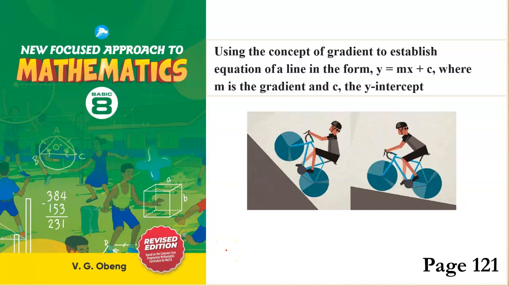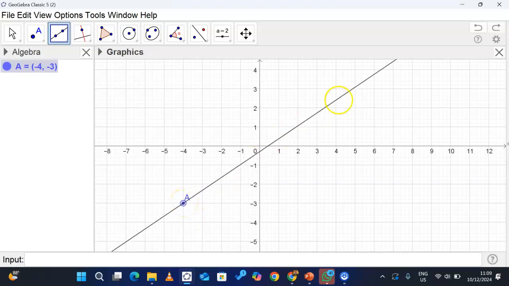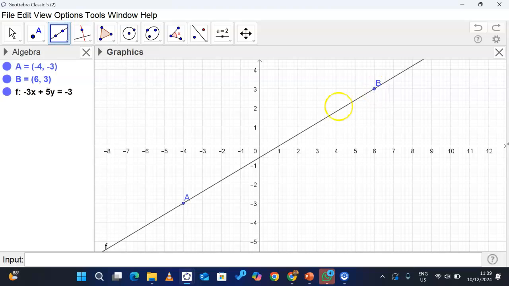Let's use GeoGebra to demonstrate the concept of the equation of a line. What I want to do right now is draw any straight line at all, taking the point maybe from here and drawing a straight line. Realize that after drawing the line, GeoGebra has recognized the point A, which is negative 4, 3, and the point B, which is 6, 3. Then the equation of the line f is negative 3x plus 5y equals negative 3.